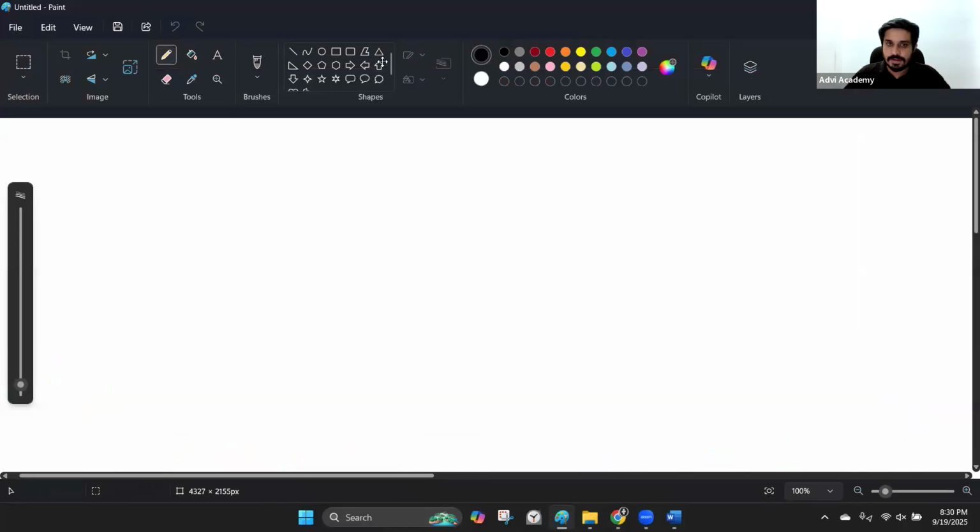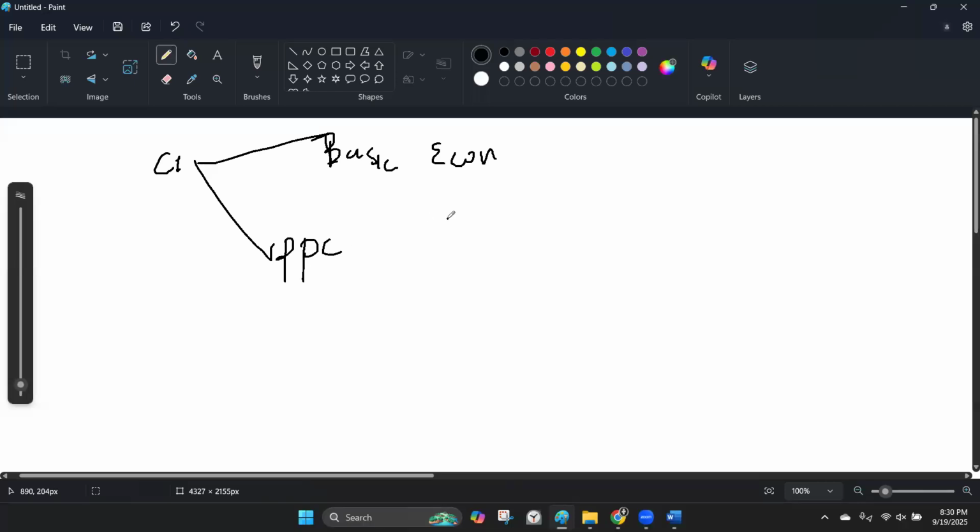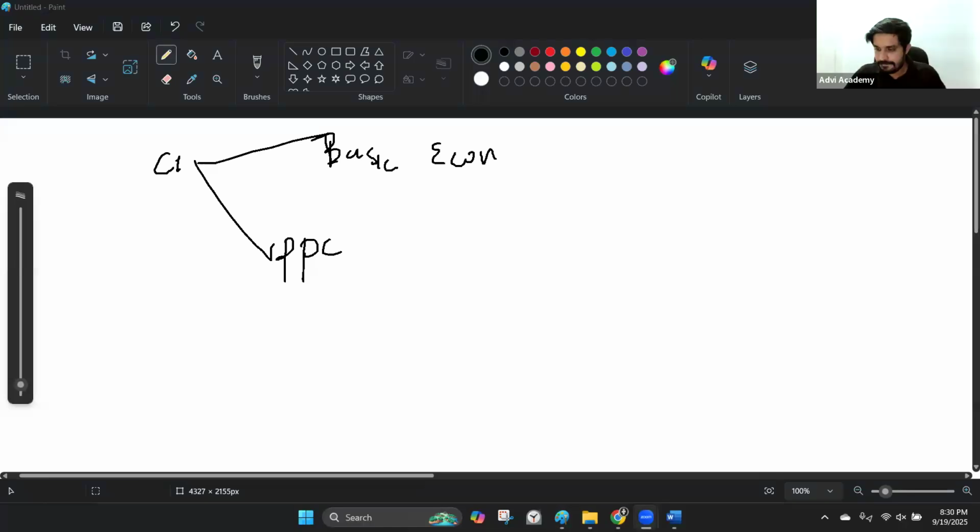Now we can start chapter 1, right? So chapter 1 has 2 sections. One is basic economics, where we study some of the basic fundamental economic theories such as scarcity and things like that. And then we have PPC, production possibility curves. Sorry, it's lagging. I think this is okay.